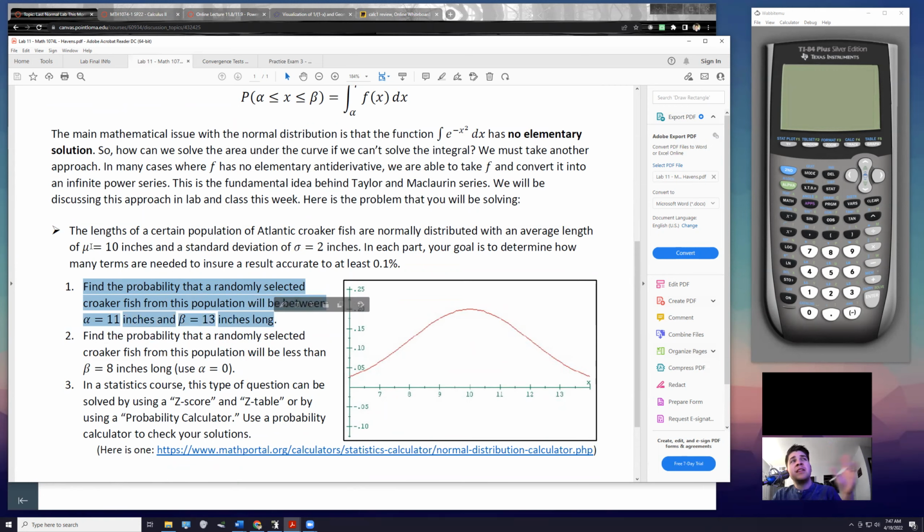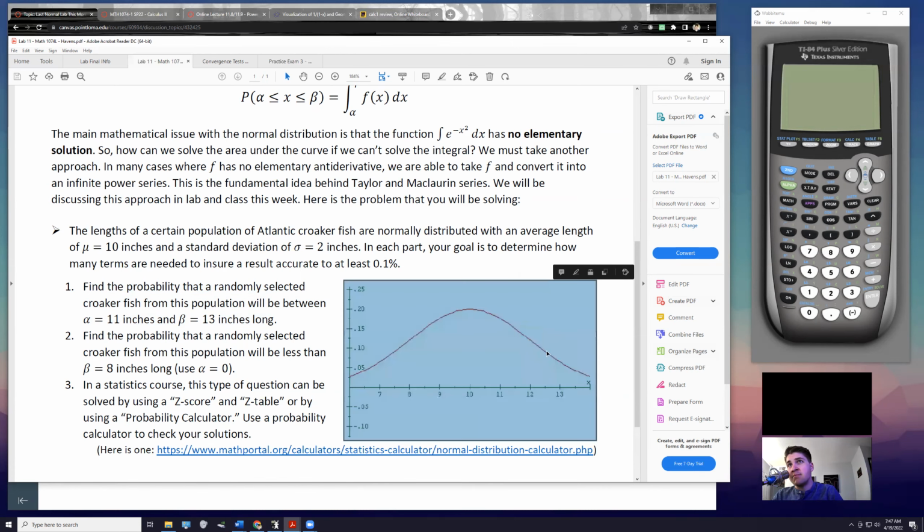Essentially, what this is saying is that the average length of this type of fish is about 10 inches. So if you pick one at random, it's most likely to be 10 inches, but there's a decent chance it's going to be 11 inches or 12 inches. And the probability that it will be significantly larger than 10 inches will follow a normal distribution with this particular standard deviation.